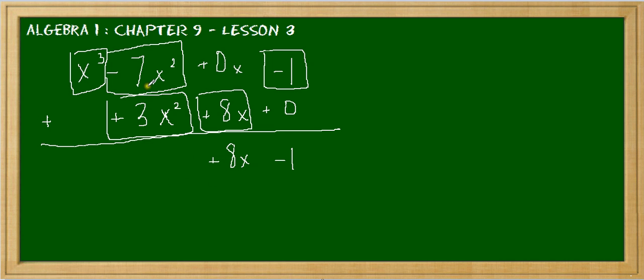Now we have -7x squared plus 3x squared. That will give me -4x squared. And lastly, I have x cubed, or positive x cubed, so that's all I have there. Okay, so that gives me the expression now, x cubed minus 4x squared plus 8x minus 1. Okay, so that's that example.